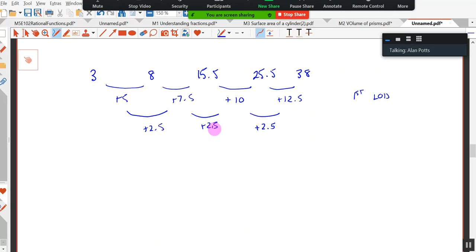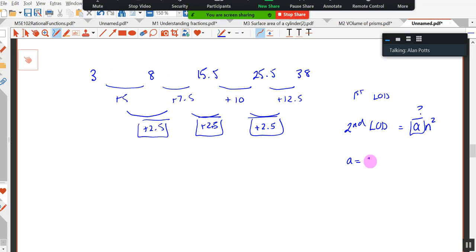So we've done the same starting procedure. If the second line of difference is constant, that means we have an n squared, and we need to know what the A is. So we've figured out before, and it's really the same starting point, isn't it? A has to be this number divided by 2, which equals 1.25. So actually, this method gets me to A quicker. I already know that A is 1.25.